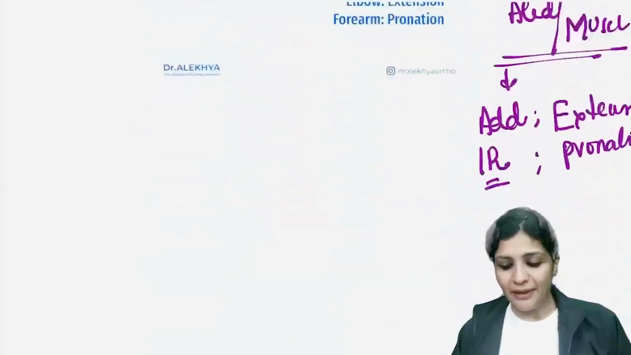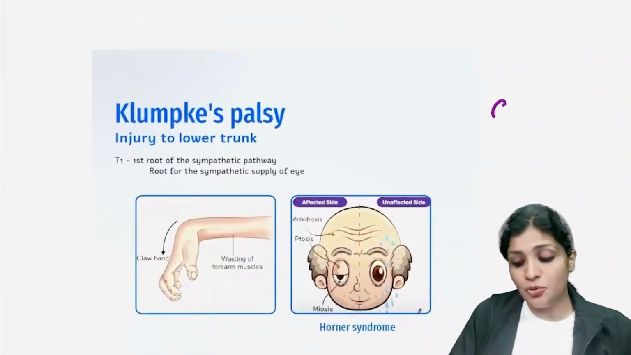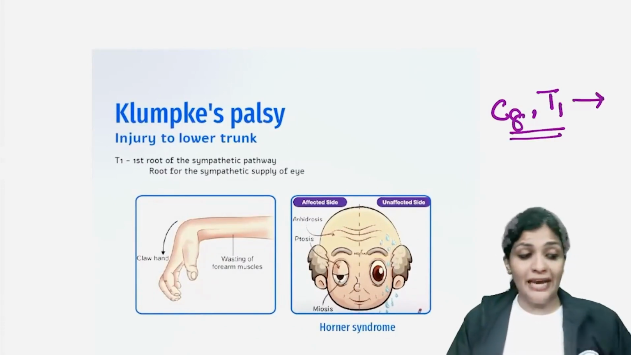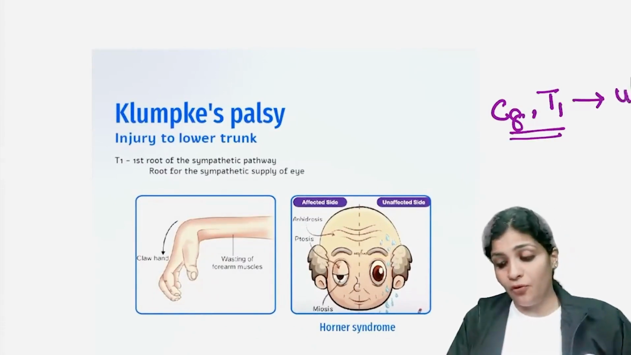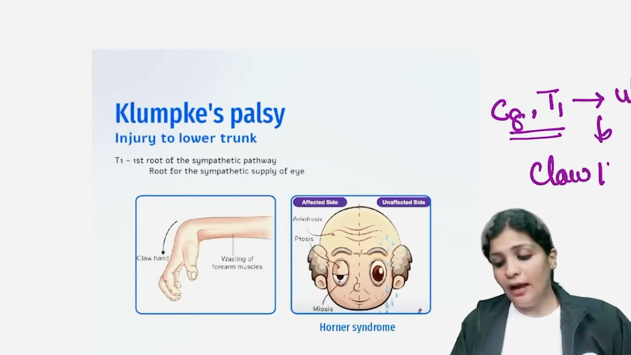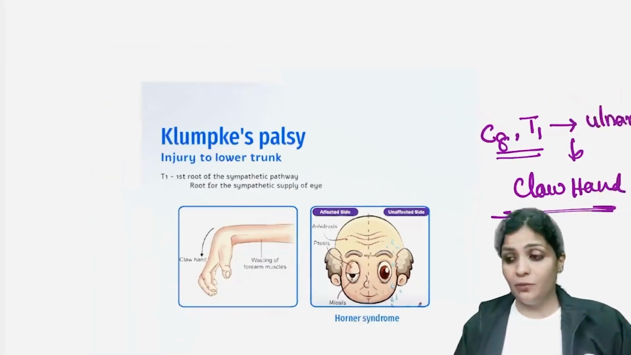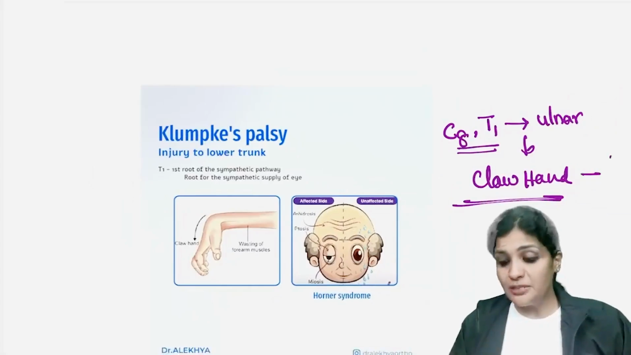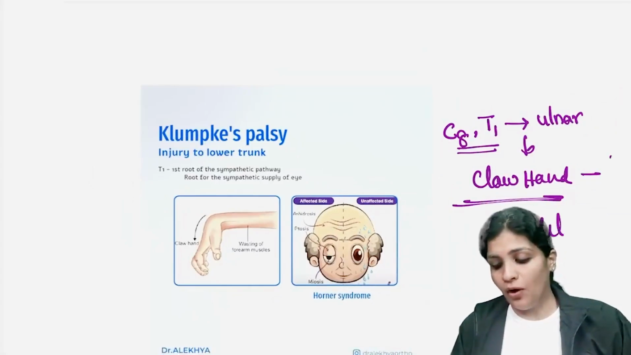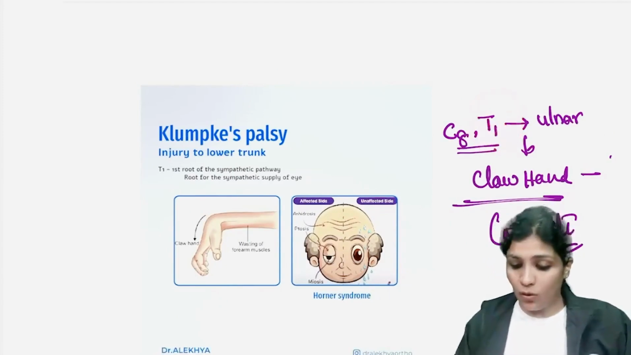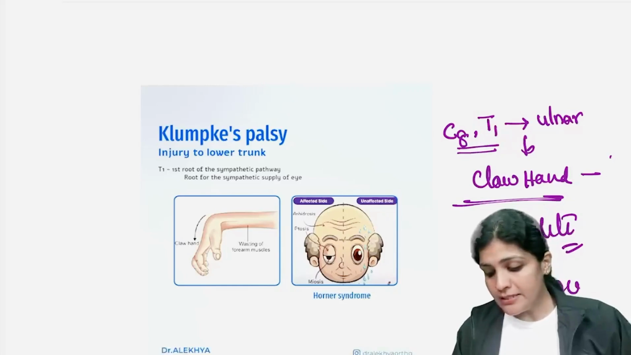Right? Then what is Klumpke's palsy? Klumpke's palsy is injury to the lower trunk, C8 and T1. As we all know, C8 and T1 play an important role in formation of the ulnar nerve. You see what is called the claw, right? So here there might be involvement of the median nerve as well. Sometimes you will experience a complete claw hand, and if T1 is involved, this may also result in Horner's syndrome. So what is Horner's syndrome?